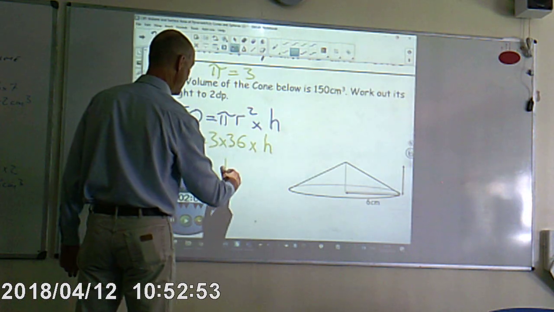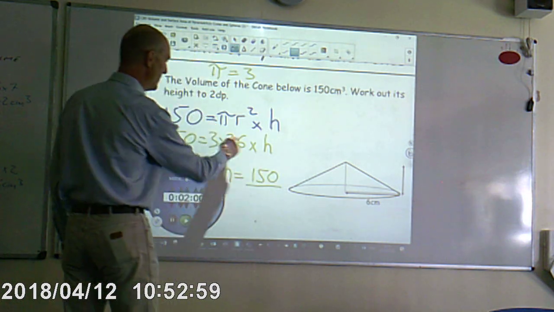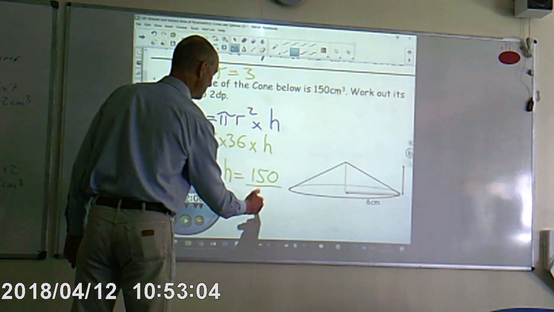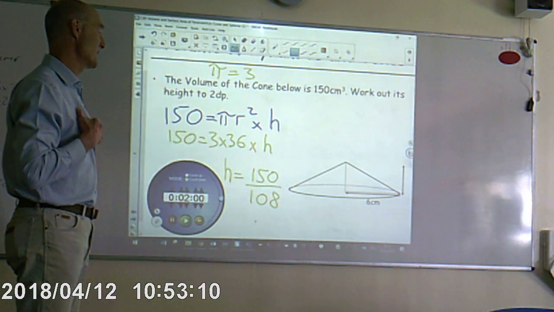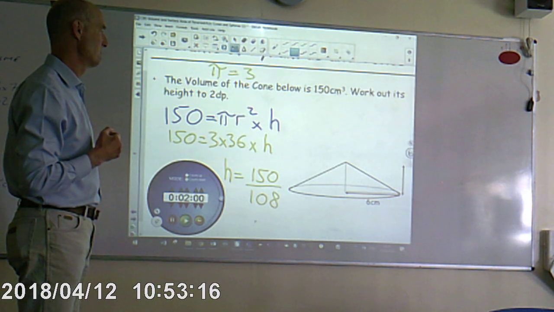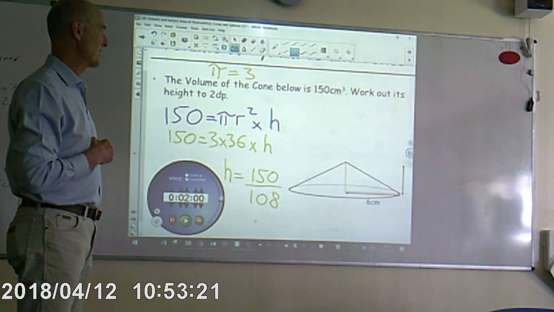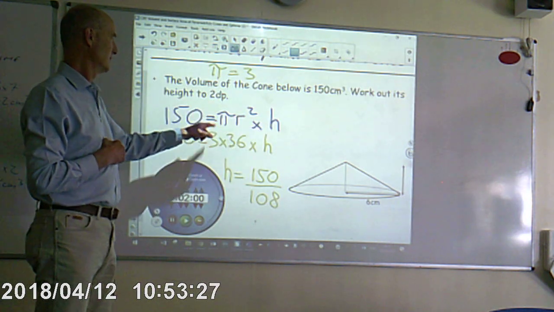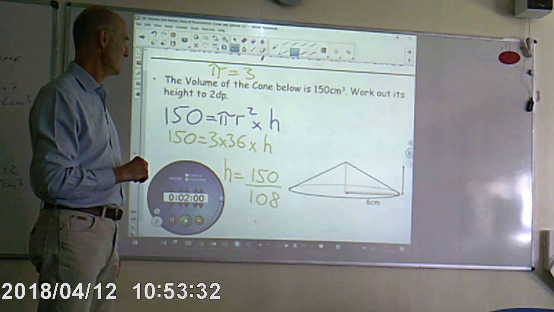So we can now say that the height is 150 divided by 3 lots of 36. 3 lots of 36 is 108. And that is what would give us our height. So our height is going to be roughly 1.4, something like that. 1.4, 1.5, it's going to be between there somewhere. We can work that out if we had a calculator, and that would give us our height. So all we're doing is we don't know the height. Oh, I forgot something here, haven't I? I forgot that we've got to divide that by 3 as well.